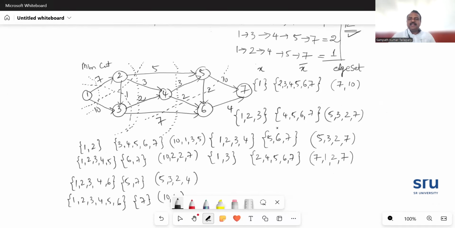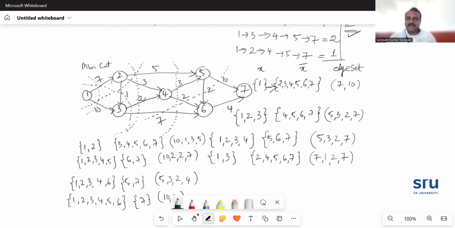Now see, first, what is the edge set I have now? 7. Okay, so this 7, from where is it going? From this set to here, right? So the control should be in this direction only. This set should map to this set only. If that is not mapping from x to x bar, then that value is not being considered for your min cut.